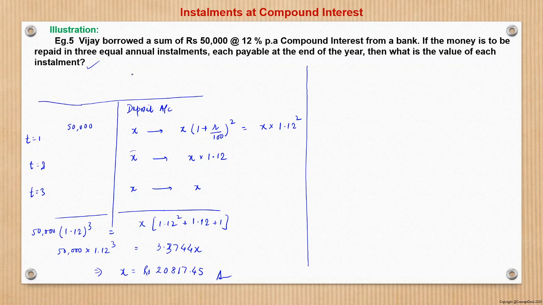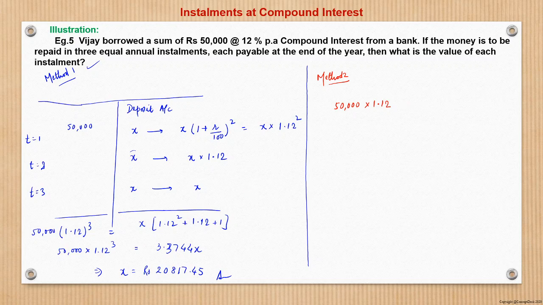Now again, this was method 1. Now we will see method 2. See how method 2 actually works here. What is the initial principal? 50,000, right? 50,000. So this will become 50 into 1.12.